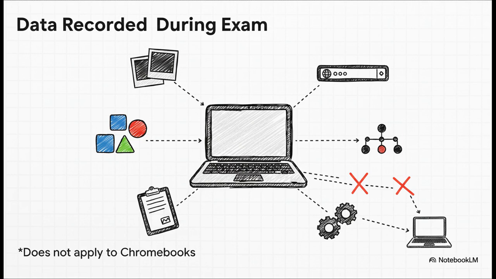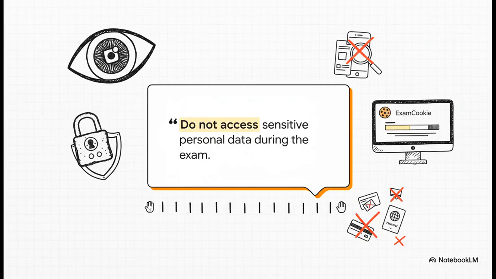The software takes screenshots of your screen every so often. It also records anything you copy to your clipboard, text, images, you name it, and it keeps a log of the URLs you visit. Now, for most computers, it also tracks which programs are running in the foreground, the processes running in the background, and your network map. But, and this is an interesting little detail, if you're using a Chromebook, it actually doesn't collect that last bit of info about programs, processes, or your network. And all of that brings us to the single most important piece of advice to protect your privacy. It's the golden rule, and it comes straight from the official documentation. It is important that you do not access sensitive personal data during the exam.